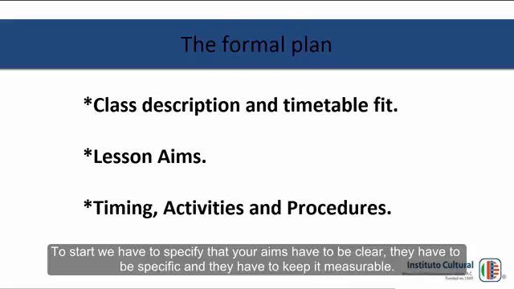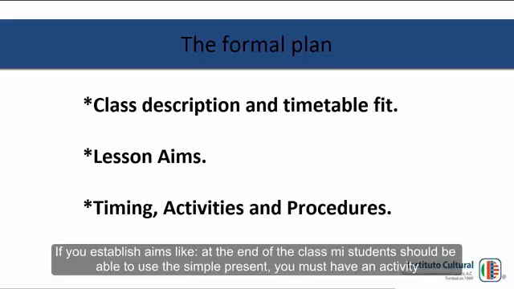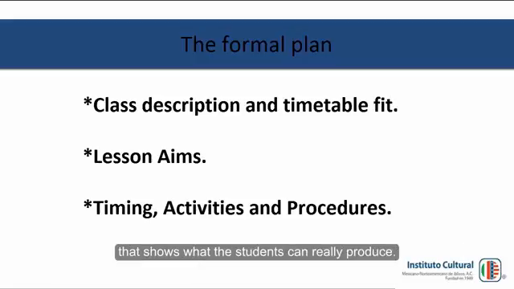To start, we have to specify that your aims have to be clear, they have to be specific, and they have to be measurable. If you establish aims like, at the end of the class, my students should be able to use a simple present, you must have an activity that shows what students can really produce.